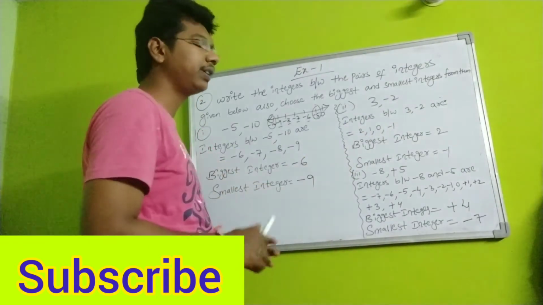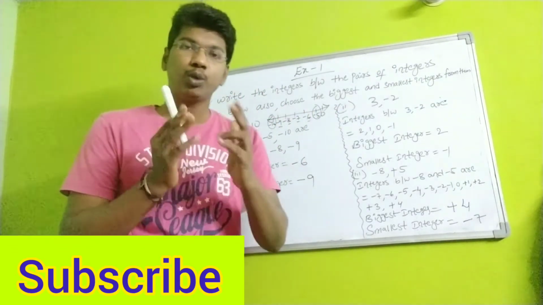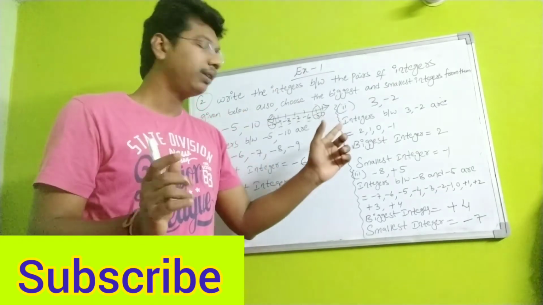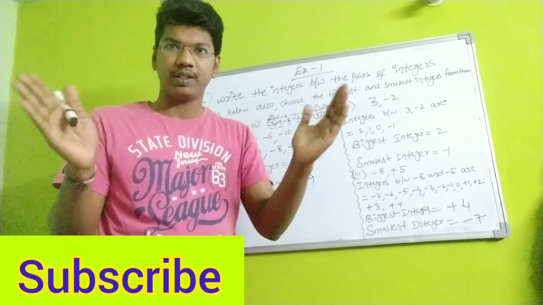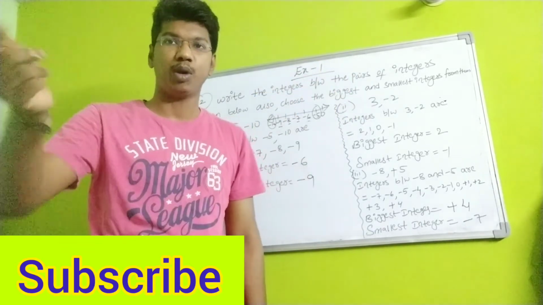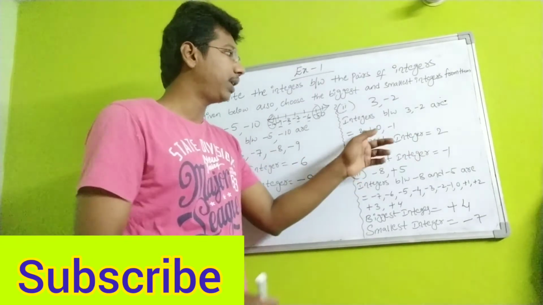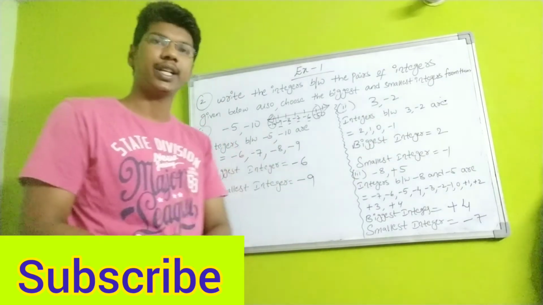Now the biggest integer. Here in this question, two integers are there, one is a positive integer, one is a negative integer. Here one is plus 3, one is minus 2. Between these integers, we have to identify which number is the bigger number and which one is the smaller number. Simple. Here the biggest integer is plus 2 and the smallest integer is minus 1. Right. In this case you can identify easily.